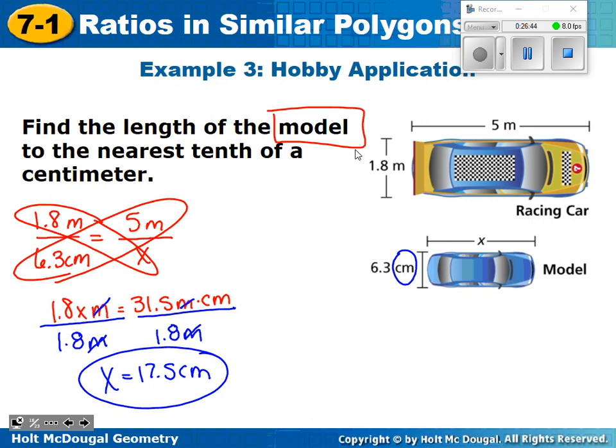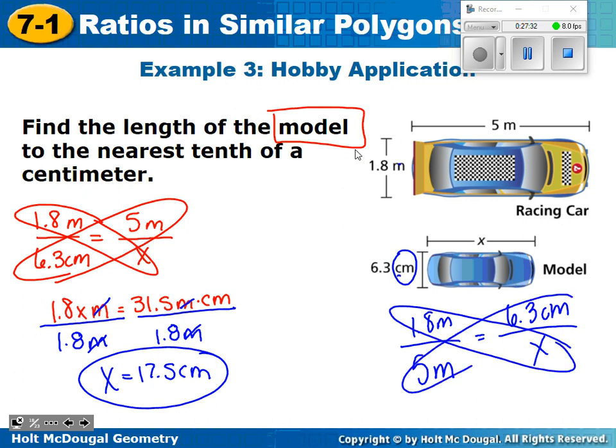Second thing I want to point out is we did this side over this side equals the length over the length, right? We could have done 1.8 meters over 5 meters is equal to 6.3 centimeters over x. As long as you're comparing the same parts consistently in your fractions, you can rewrite that proportion a different way. You can take that proportion and flip them both over and it's still true, or you can do numerator over numerator equals denominator over denominator and it's still true. Does that make sense? The way you'll know is when you cross multiply, you should get the same equation. So when I cross multiply here, I still get 1.8x and 6.3 times 5. So it's still the same.